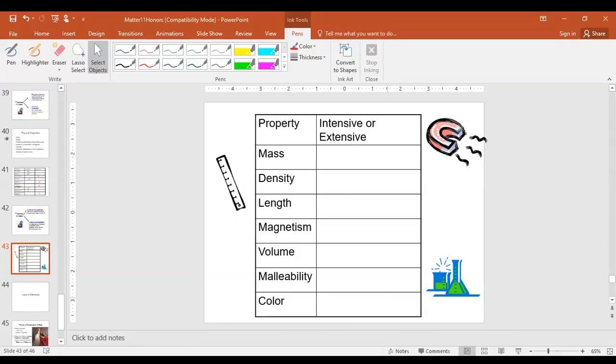Okay, so let's go over these answers. Anything like mass, length, and volume is going to be extensive. What I like to do is check off the extensive. So extensive, extensive, extensive, excuse me. And then everything else is intensive.